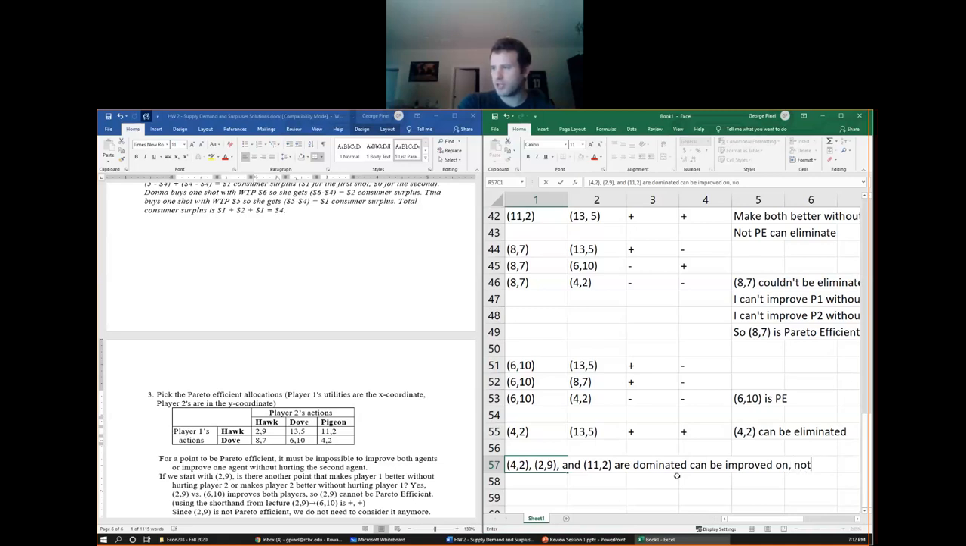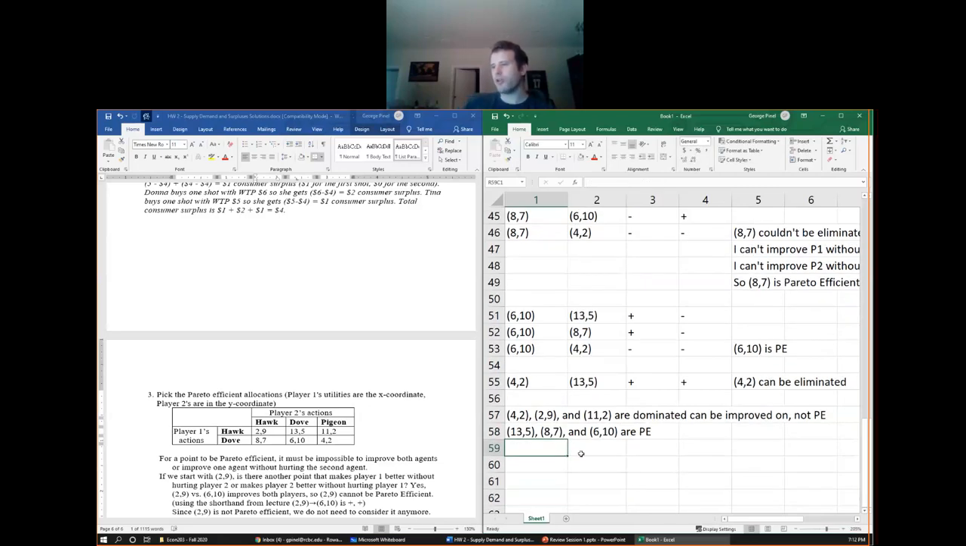So they're not PE. And then we have 13.5, 8.7, and 6.10 are PE. There's no way to increase player one's benefit from 13.5 at all. There's no way to increase player two's benefit from 13.5 without hurting player one.